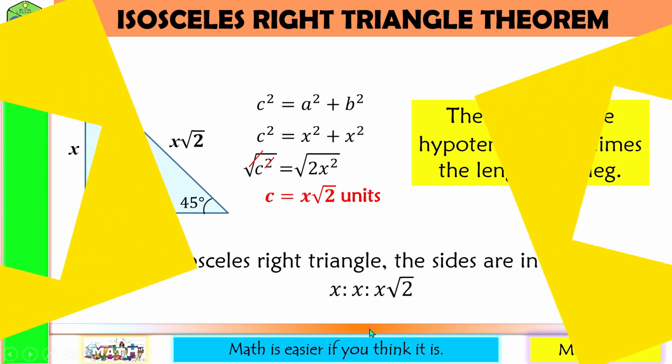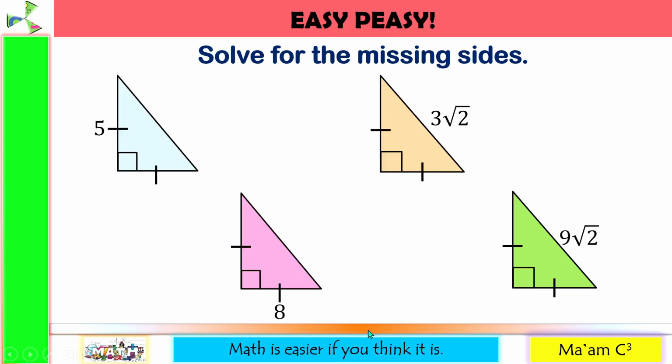Let's have an activity. Easy peasy. Solve for the missing sides. If this is 5, then this is also 5. Now, the hypotenuse, simply multiply one side by square root of 2. So, 5 square root of 2. Here we are given the hypotenuse. So, the side would be equal to 3. Since they are congruent, this is also equal to 3. One side is 8, then the other side is also 8.